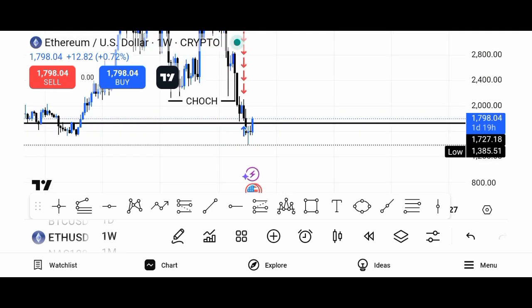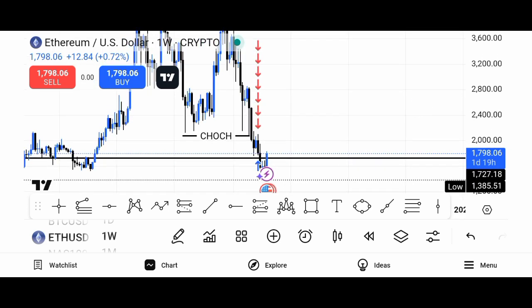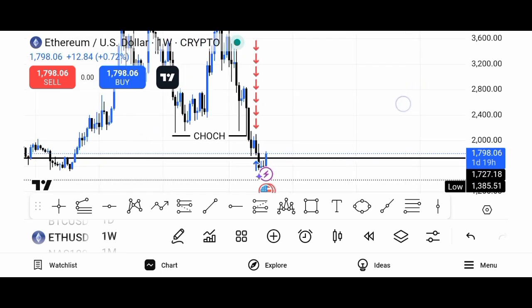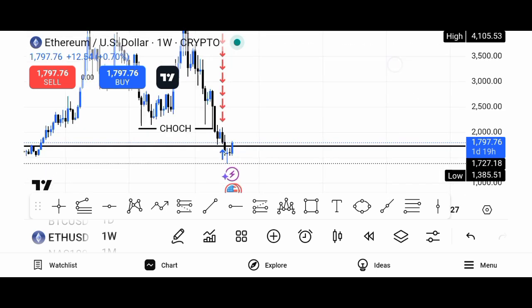Now I'll be going to the daily time frame. The daily time frame is where I draw the structure of the market completely: the change of character, the break of structure, the fair value gap. I'm a price action trader, but I use this to know where the institutions are putting their liquidity or where they want to catch our stop loss. You know what I mean now. You understand there's always a stop loss hunt.